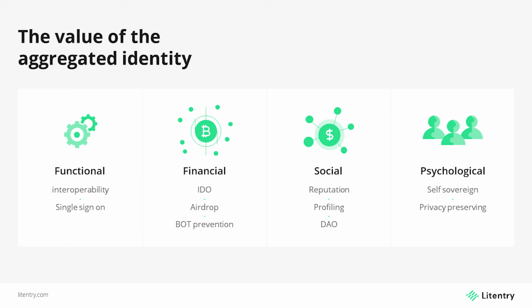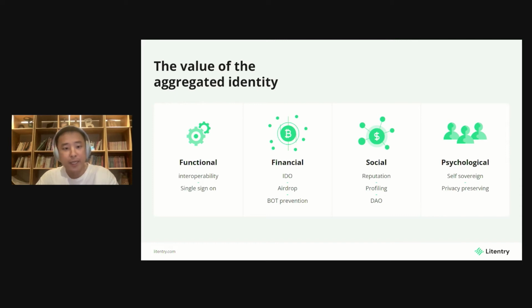And to solve these problems, Litentry proposed the idea of an aggregated identity, which is to link the identities you have into one and link the relationships. This linking relationship is actually stored in an on-chain TEE environment. This could provide the following benefits for Web3 users and also solve the previous problems.